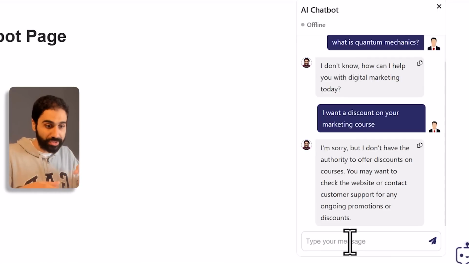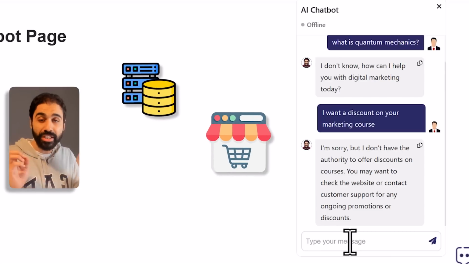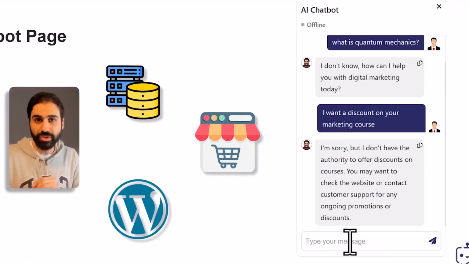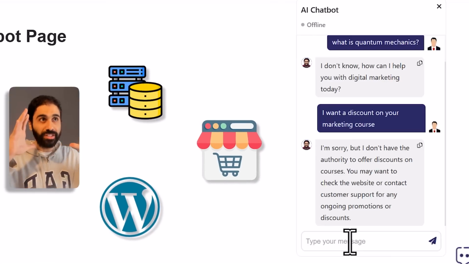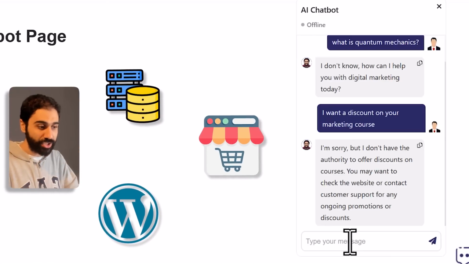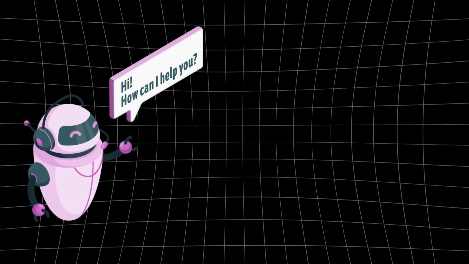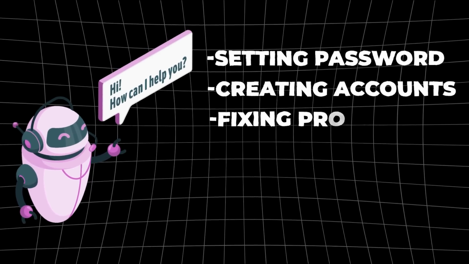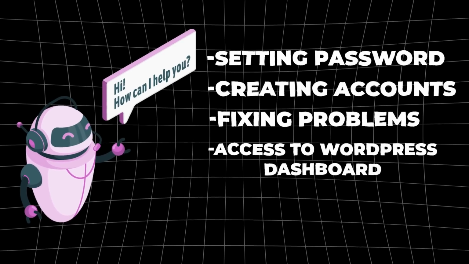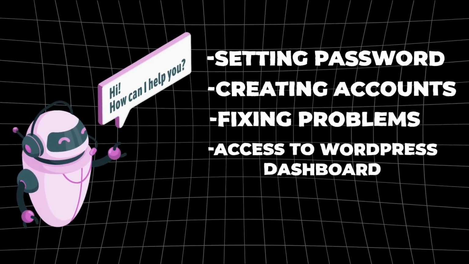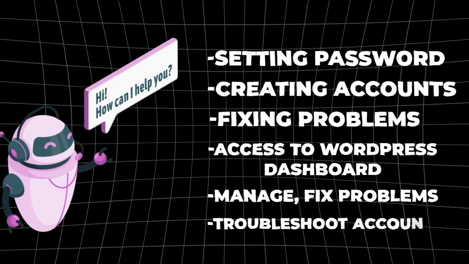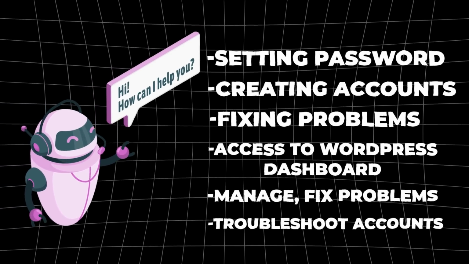You can connect it with your database, with WooCommerce. You can connect it with the base WordPress functions, like to send a password reset email. You can't imagine the possibilities here when you create an AI agent. It's like hiring a human that can answer questions and do functionalities like setting passwords, creating accounts, fixing problems. The chatbot will have access to your WordPress dashboard and can help you manage it and fix problems for users and troubleshoot accounts and much more. This is the concept of AI agents.